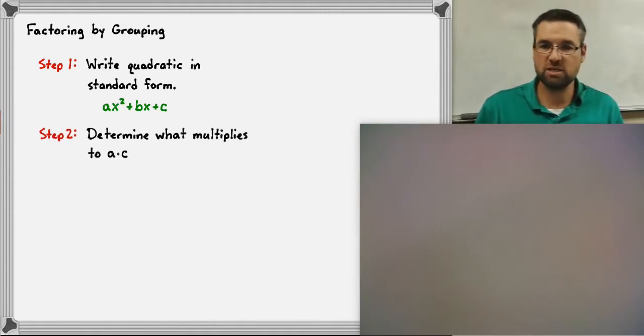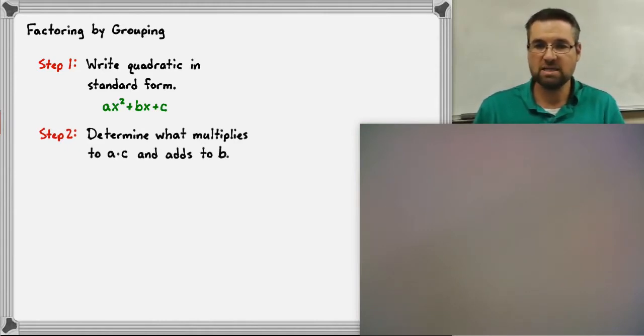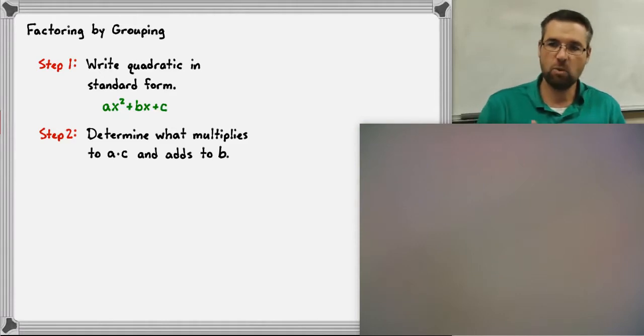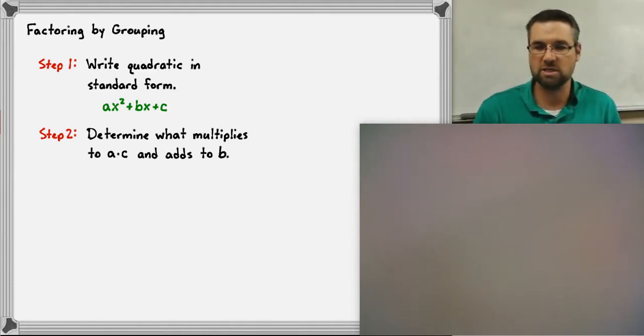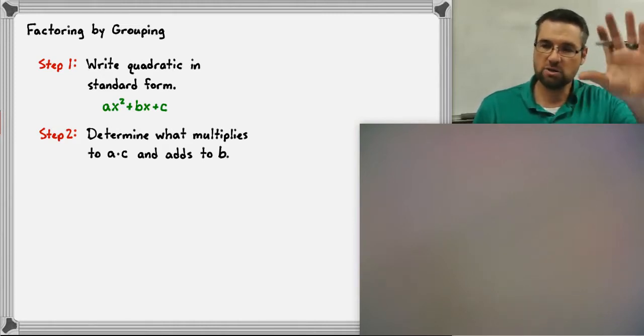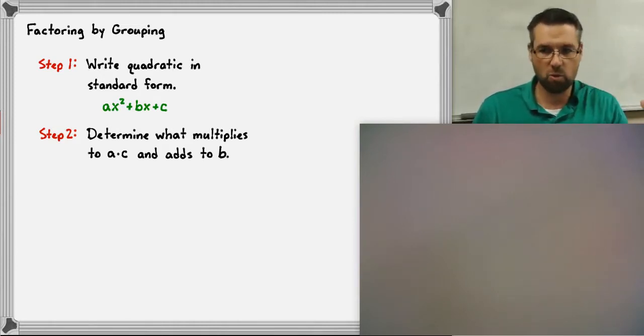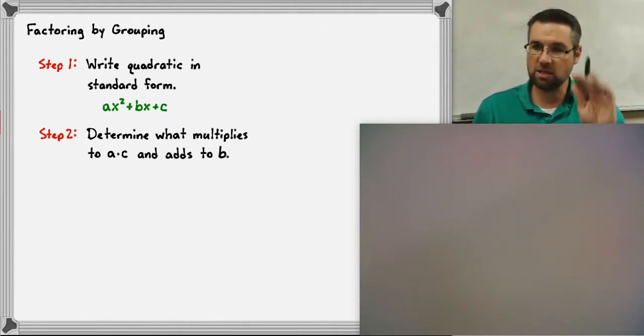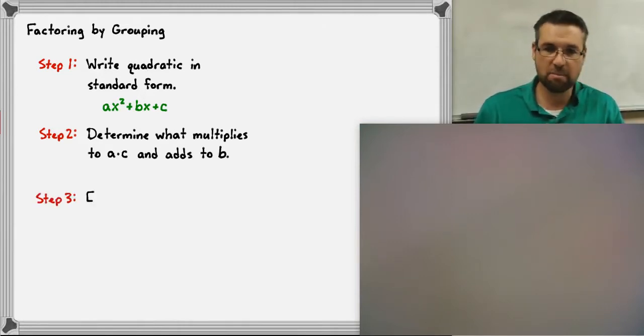Step 2, it says determine what multiplies to a times c and what adds to b. And this step 2 is your x step, your x box, the examples that we just went over. And we'll look at an example of what this looks like in just a second. But step 2 is your x box, okay? So step 1 is just rewriting it in standard form. We've done that. Step 2 is your x box. We've done that.